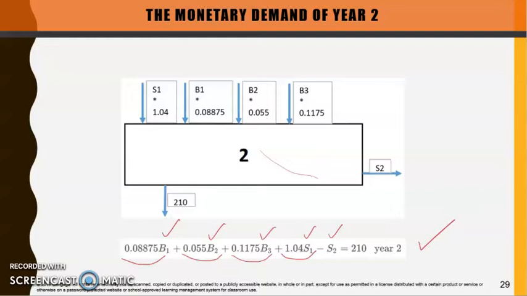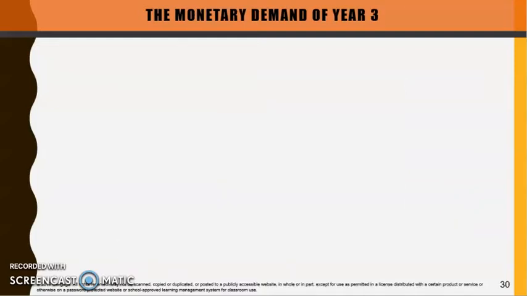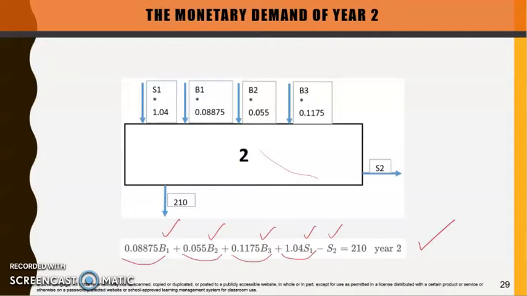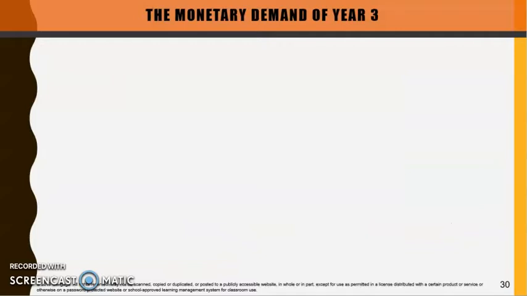Since we want to be sure that year 3 also covers the obligation, we are gonna go through the same type of analysis. So please stop the video here and try to draw the same thing as you see here. Just instead of 2, in your case it should be 3, and try to draw a similar diagram and create the monetary demand of year 3. Because very soon I'm gonna show it to you. So stop here, because now I'm gonna show you the diagram for that one.